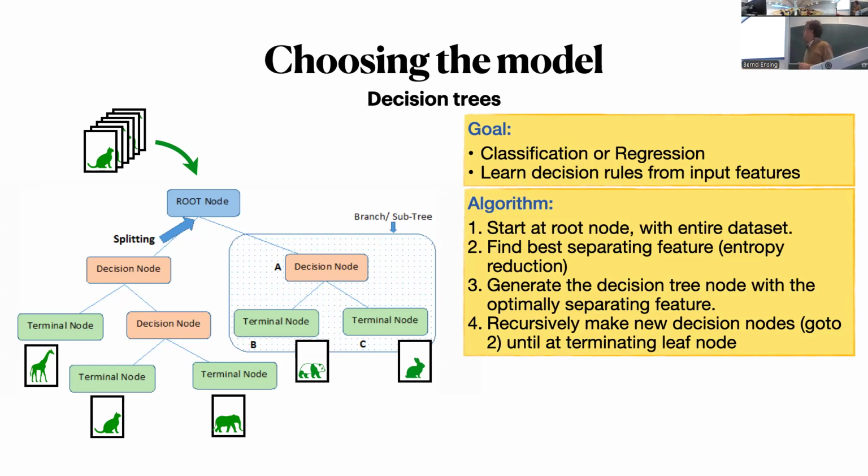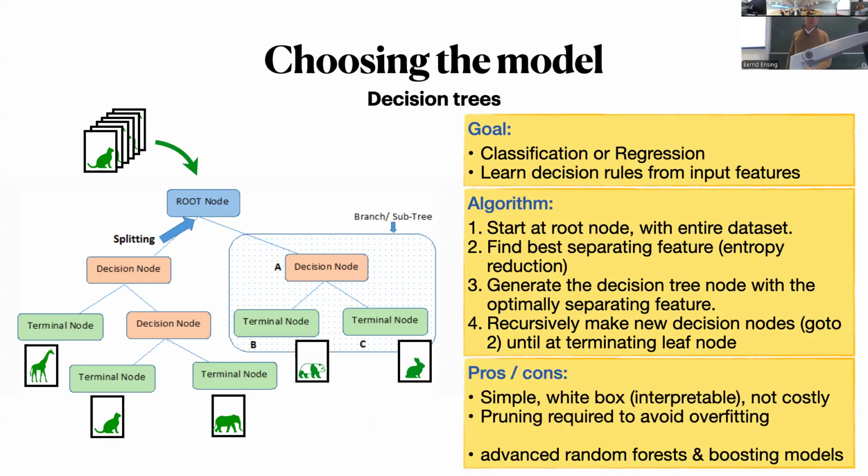And you keep on doing that. So then you separate them, you find the best classifier, the best feature that separates into the groups that you want to separate it into, and then you add another decision tree node, and recursively you make new decision nodes. So you go back to step 2 until everything is classified, and you write it all in these, well, they're called leaves, these terminal nodes. Okay.